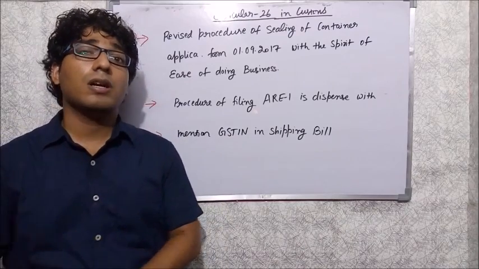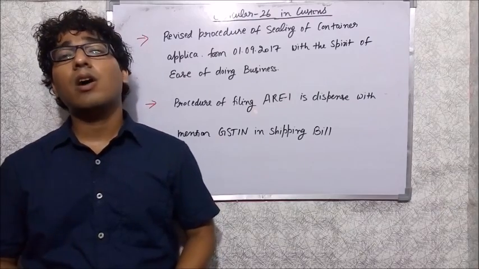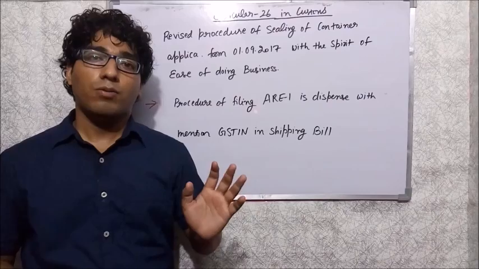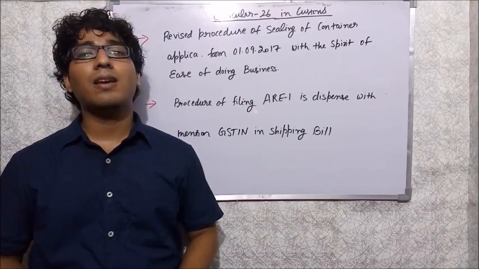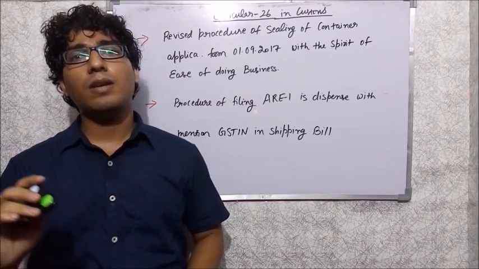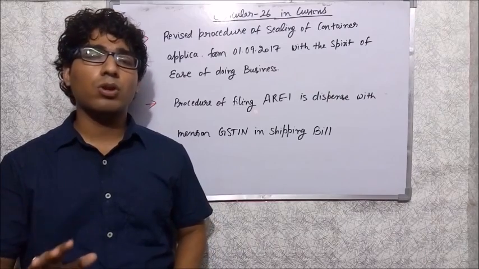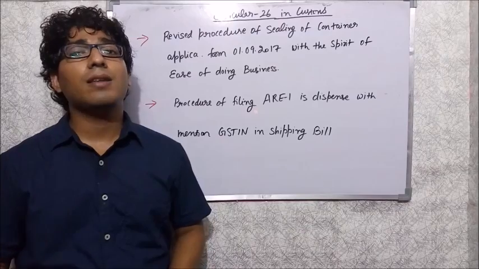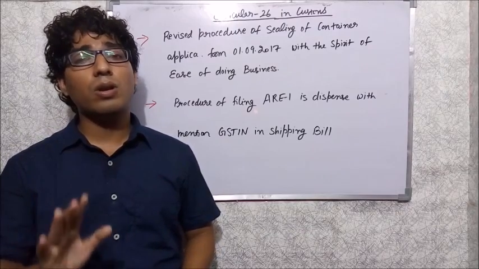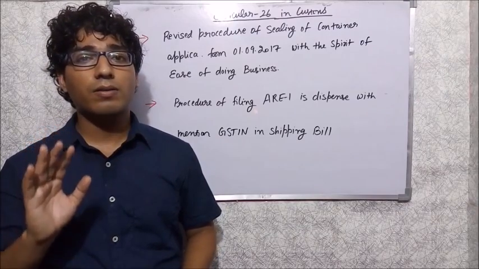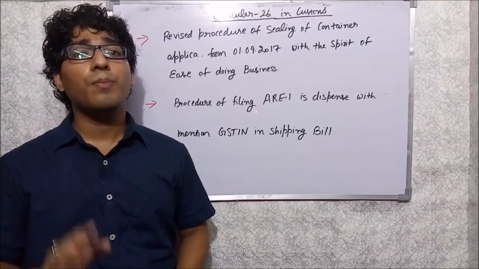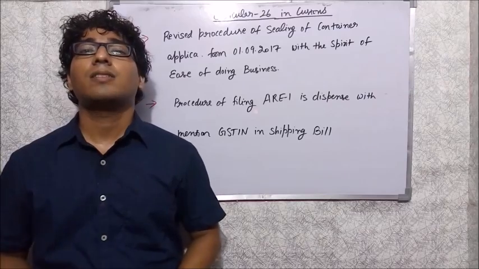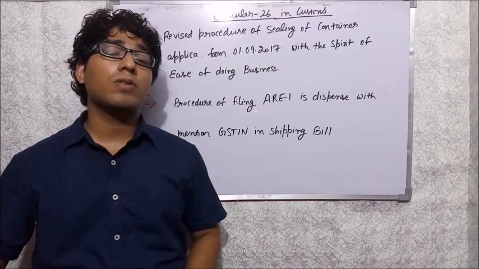And also the procedure of filing the ARE1 has now been dispensed with, or abolished. So now the procedure is that you have to furnish the bond or letter of undertaking along with form GST RFD 11 when you are exporting your goods or services without payment of duty. Remember that the procedure of filing the bond or letter of undertaking is only when you want to export the goods or services without payment of IGST, without payment of tax under the GST.